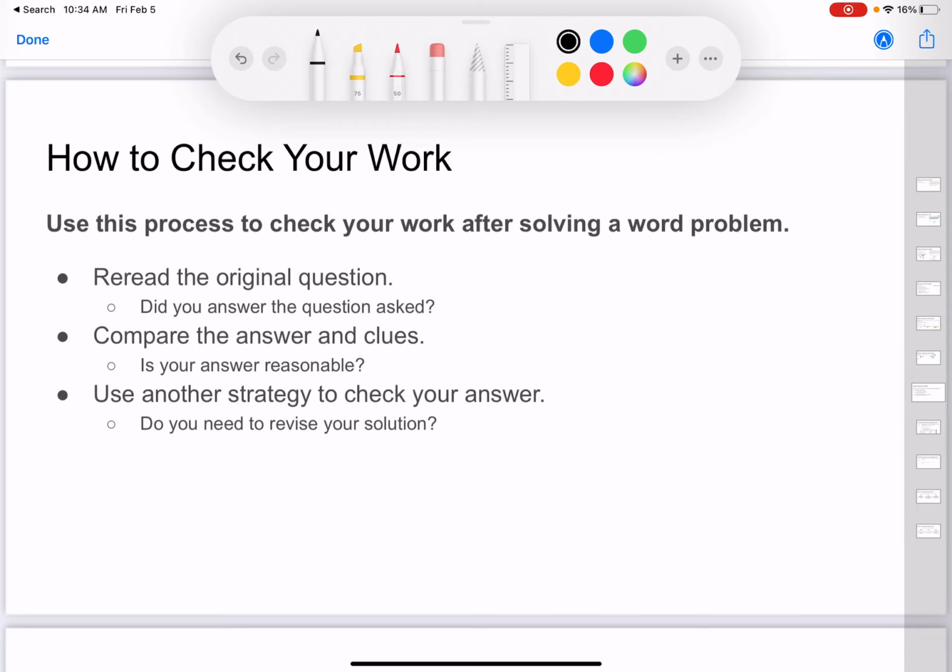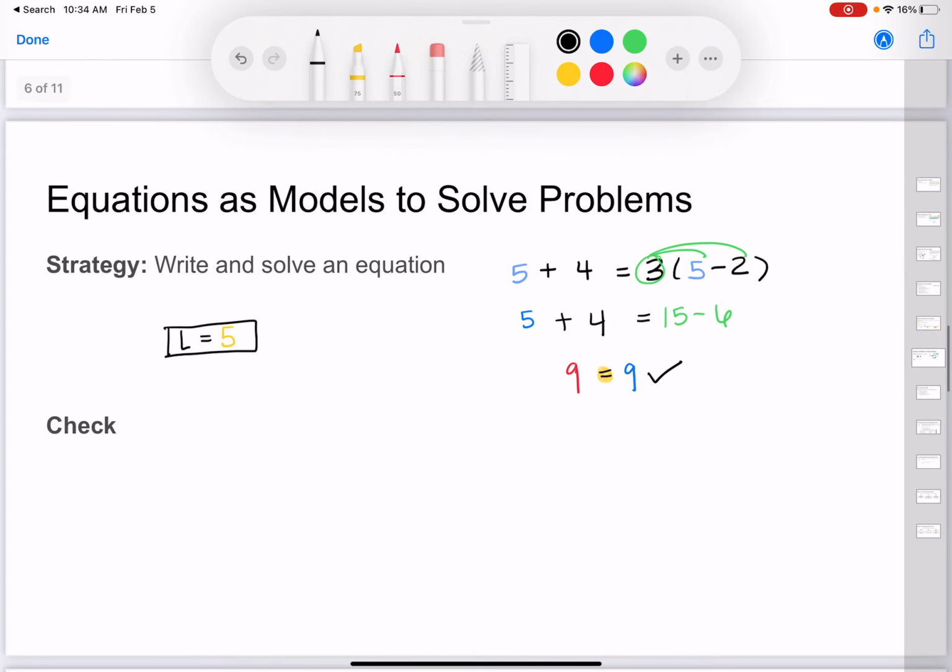Is it reasonable that she is 5 years old? Yes, that's a reasonable age. And we're not getting something like a decimal, like 5.2. You can't be 5.2 years old. You have to have a whole number. And so 5 is a reasonable age. And then use another strategy to check your answer. And so what we did was we plugged 5 in and used that strategy to solve.